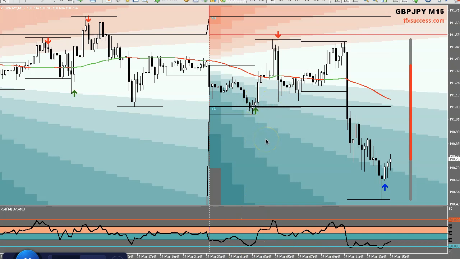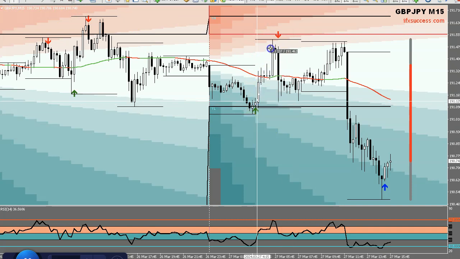Again, looking at divergence is not necessary. It's best to look at divergence later on in the day, like how it is right now, instead of the beginning of the day. All right, so cool. Pretty much, if I would have taken this trade, it would have worked out very nicely, okay? It would have been from here to here, 17 pips.